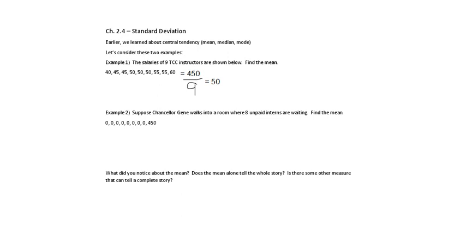Let's take a look at example 2. Let's say Chancellor Jean walks into a room where 8 unpaid interns are waiting. Find the mean. Well, we'll do the exact same thing. First, we will add everything up. So 0 plus 0 plus 0 plus 0 plus 450 is 450. And again, since there's still 9 people, we would still divide by 9. And 450 divided by 9 is still $50,000. But does it tell the whole story?